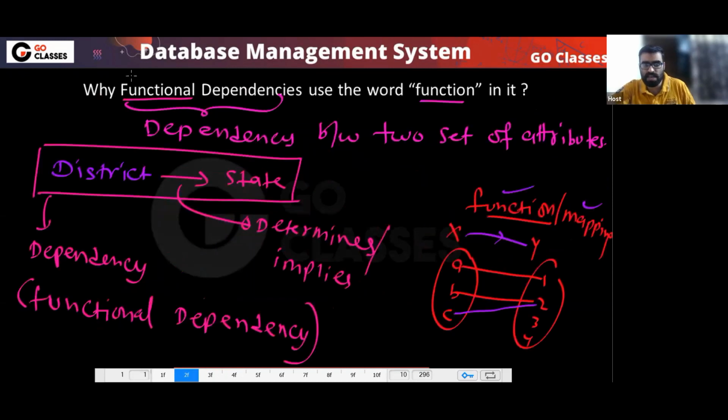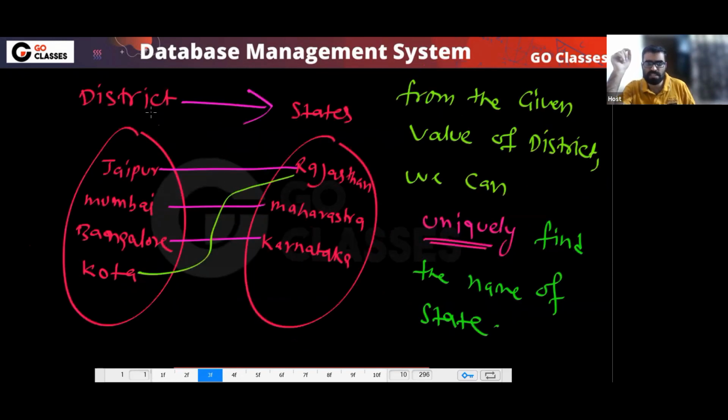Why am I asking about this definition? In the functional dependency definition, we have the word function. Why? Because if you know the value here, you can uniquely find the value here. This is the concept of functional dependency. Now you can notice one thing very easily, what it actually says.